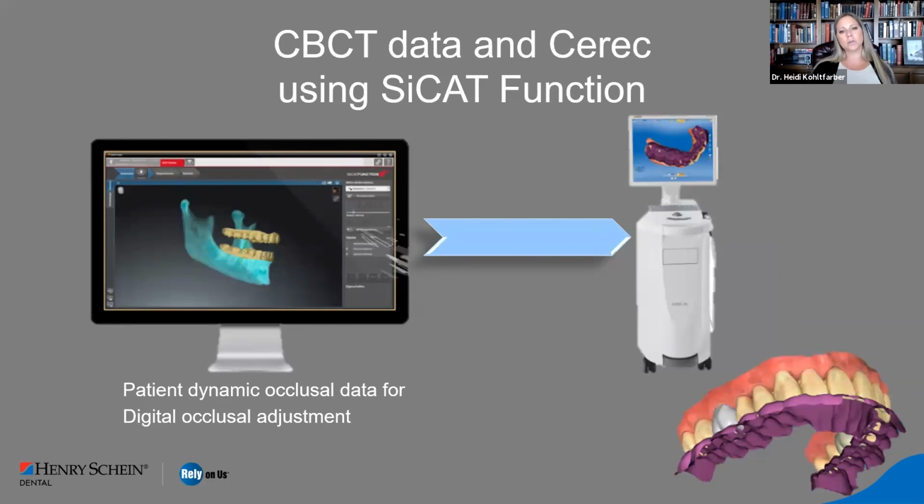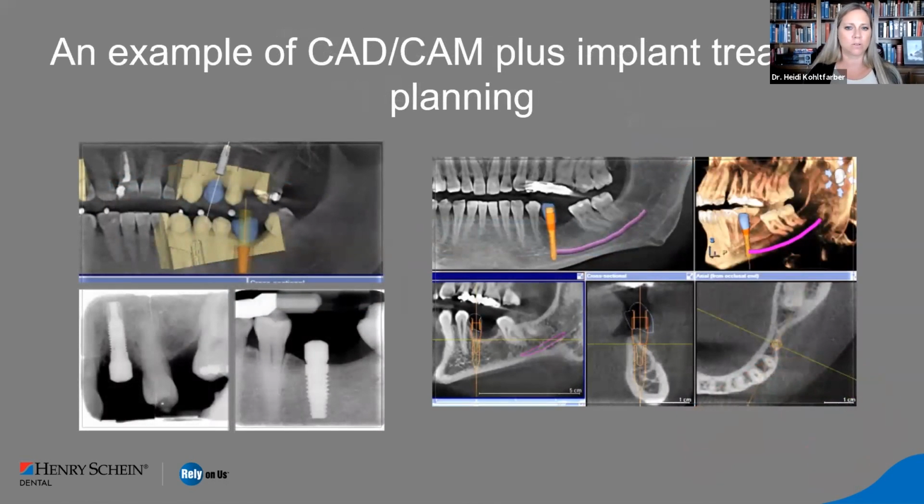So of course, you can use your CEREC data, combine it with your CBCT, and using, in this particular case, CCAT function, you can go ahead and look at your patient dynamic occlusal data, as well as your digital occlusal adjustments. Combining all of it, it's just amazing what we can do with CAD/CAM, of course.